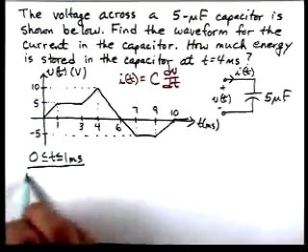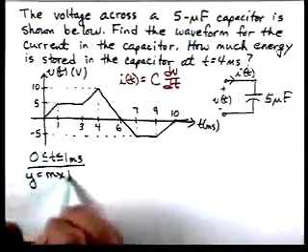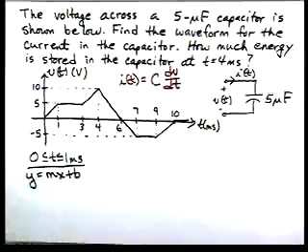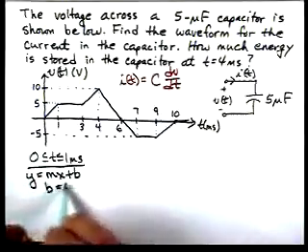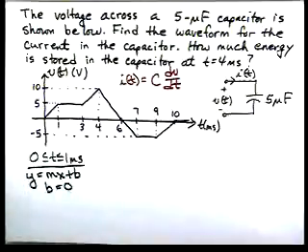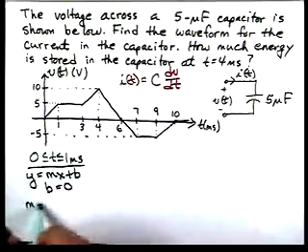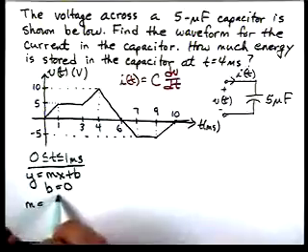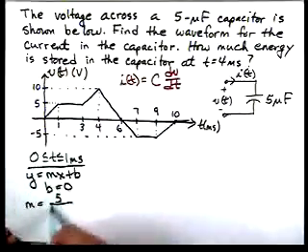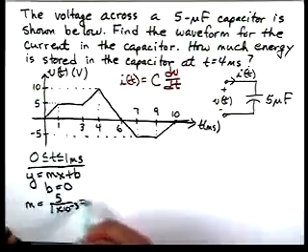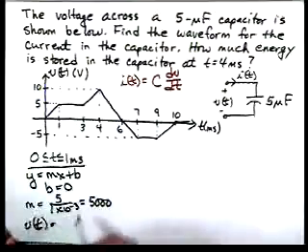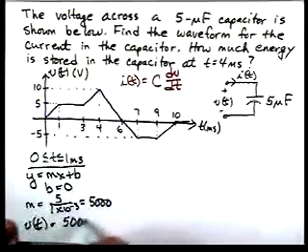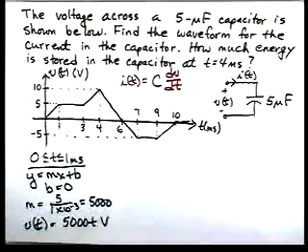It's a straight line. Remember the equation for a straight line is y equals mx plus b. B is the y-intercept. Here it's easy to see that B is 0. Our slope here is 5 volts over 1 millisecond, and that's 5,000. So the voltage in this interval is 5,000 t volts.